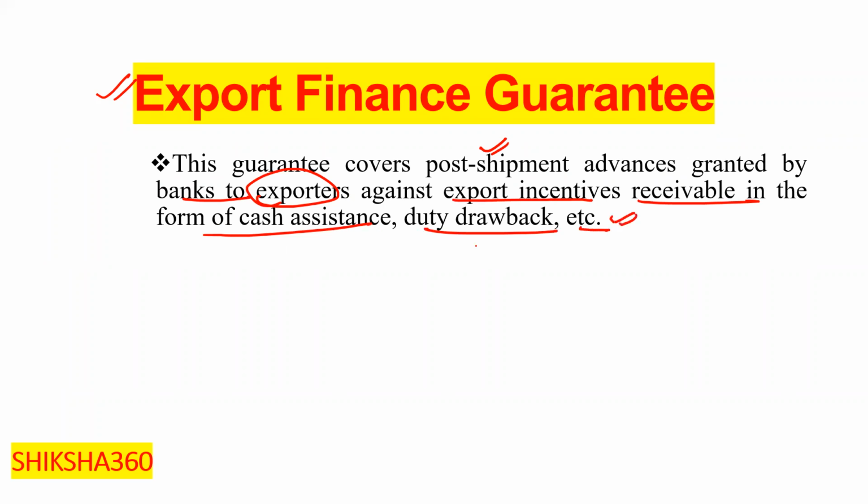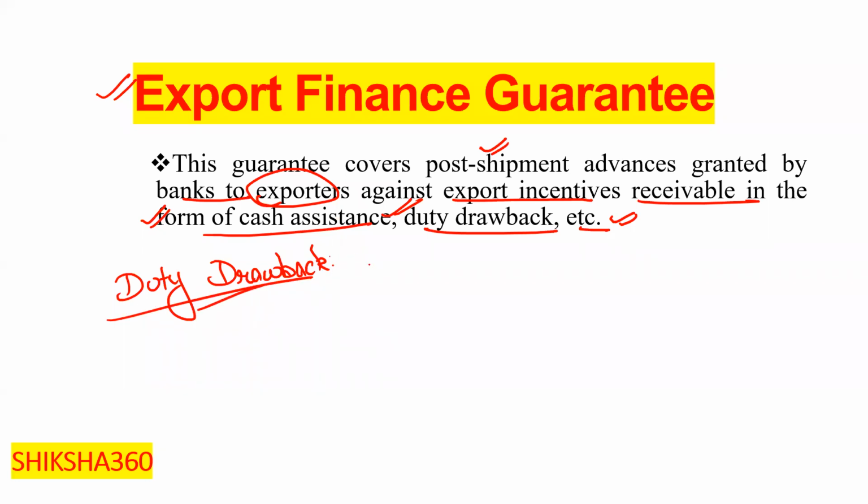This guarantee covers the post shipment advances granted by the banks to exporters against export incentives receivables, in which form they will receive the incentive, either in the form of cash assistance or in the form of duty drawback. So can anyone tell what is the meaning of duty drawback?